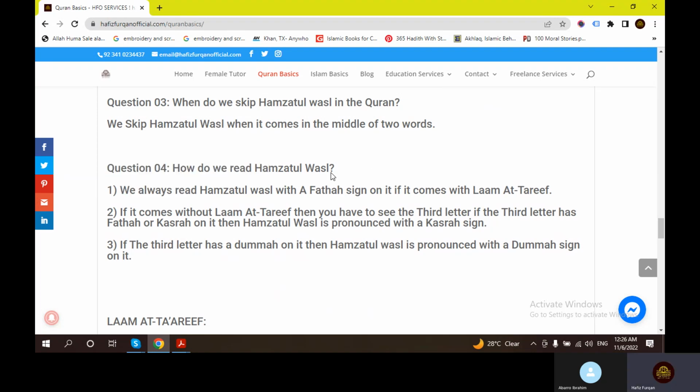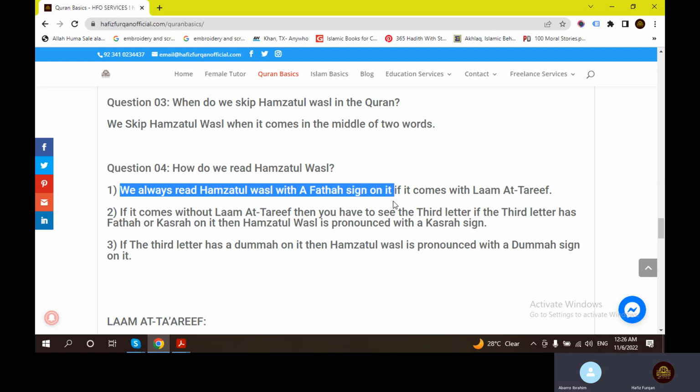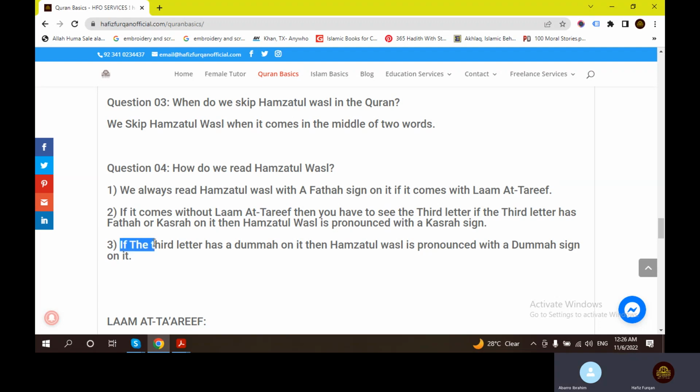The first point that you have to know: we always read Hamzatul Wasl with a Fatha sign on it. If it comes with Lam at-Tarif, you just need to know that first point only for now. That second and that third, leave them. For now, do not focus on them. Just focus on the first point. That was your question, how do we read it? We always read Hamzatul Wasl with the Fatha sign on it.